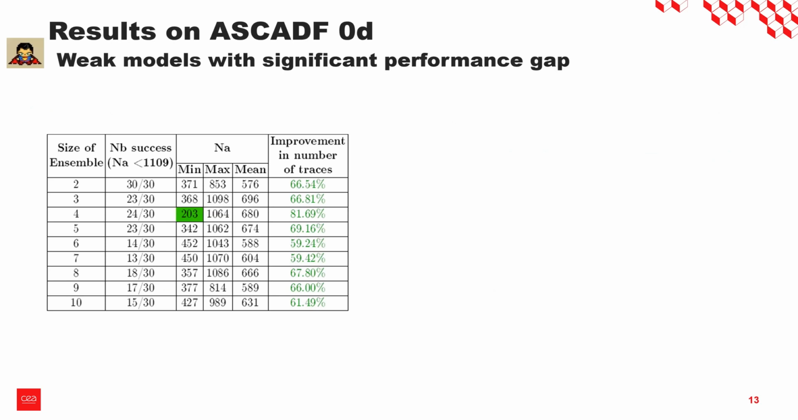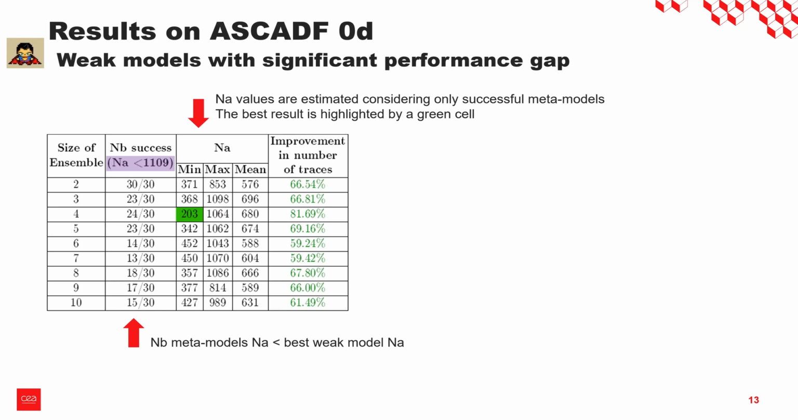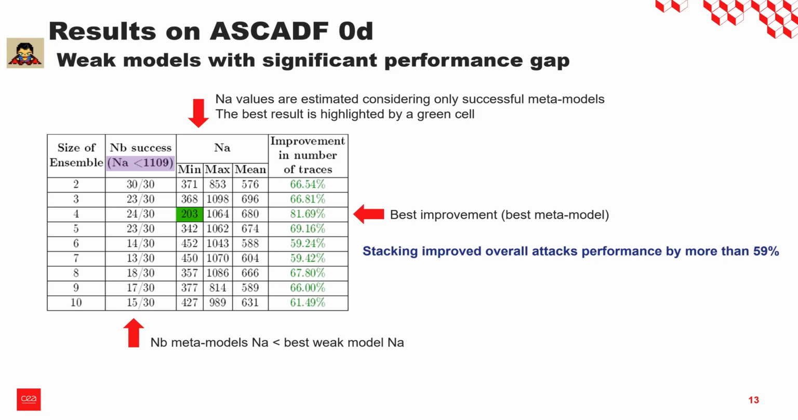So let's start with the ASCAD fixed key version without desynchronization, which contains a significant performance gap problem between the weak models. This table depicts the performance of our 40 random meta models across all ensemble sizes. The NBase success column refers to the number of meta models that improve the attack performance compared to the best single weak model baseline. Concerning the attack performance, the NI values are estimated considering only successful meta models, and the best result is highlighted by a green cell. We also report for each ensemble size the best improvement in number of traces, which corresponds to the best meta model trained for each ensemble size.